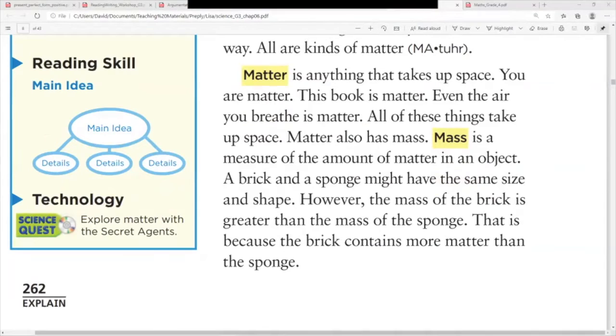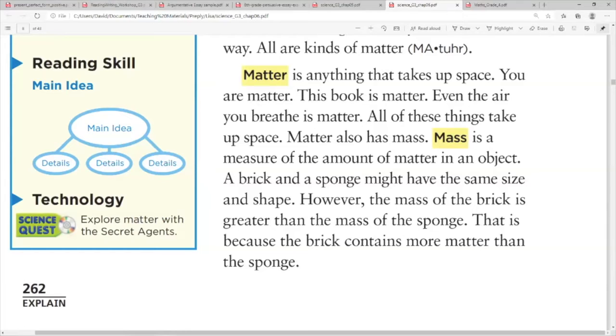However, the mass of the brick is greater than the mass of the sponge. That is because the brick contains more matter than the sponge. Great. So, you see what it says here, a brick and a sponge can have the same size and shape. Why is the brick heavier? Because the mass of the brick is greater than the mass of the sponge.